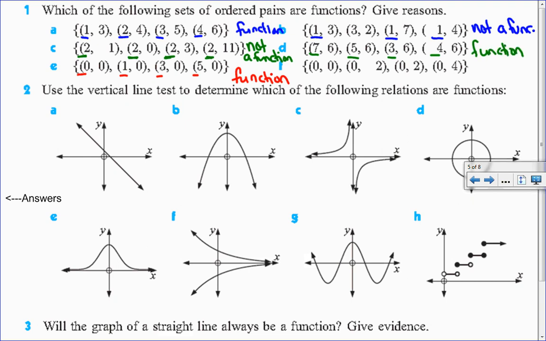And then letter F, again, repetition of our x values means that it's not a function. Because when x is 0, we have many different y's. We have y could be 0, 2, or 4.